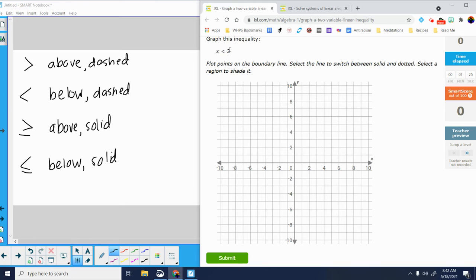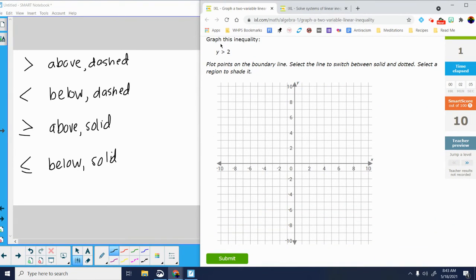So for this one, x is less than 2 means it's going to be a dashed line and it's going to be below 2. X equals 2 is normally a vertical line going through 2. And so on IXL, in order to make it dashed, you click on it and it changes from solid to dashed. So because it's less than, we need to be dashed and we need to be below the line, which on a graph, the left side is technically the below or beneath side for x. So this is my graph.